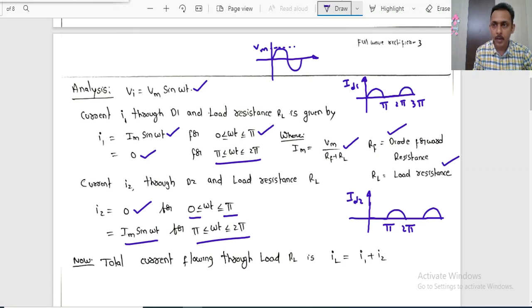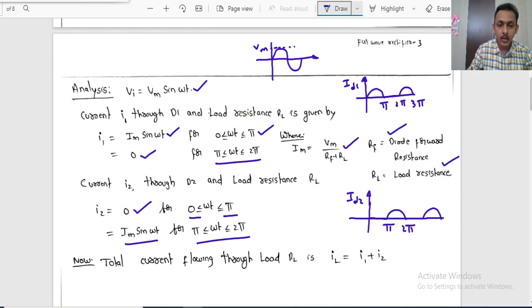So this is the first part. Current through diode D1 is I1 and current through diode D2 is I2. Within the limits 0 to 2 pi, better split it into two parts: 0 to pi is one part and pi to 2 pi is the other. During the positive half cycle in diode D1, within the limits 0 to pi, it is Im sin omega t. Within the limits pi to 2 pi, it is 0.